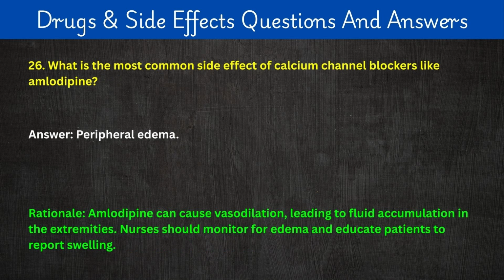26. What is the most common side effect of calcium channel blockers like amlodipine? Answer: peripheral edema. Rationale: amlodipine can cause vasodilation, leading to fluid accumulation in the extremities. Nurses should monitor for edema and educate patients to report swelling.